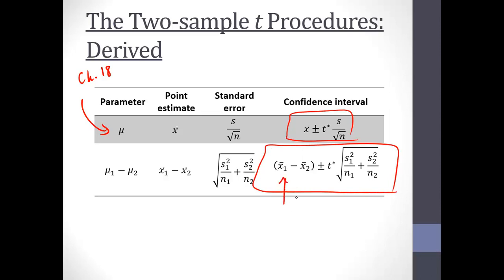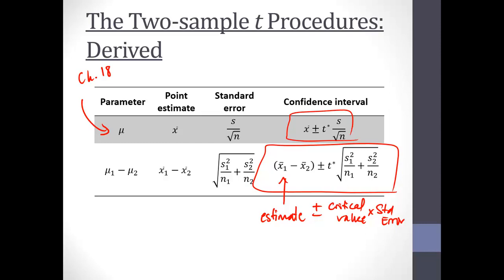So we still have an estimate plus or minus a critical value times the standard error. So the general formula is still the same. We can just plug in the details specific to what we have here.